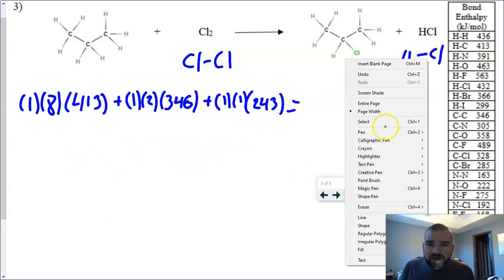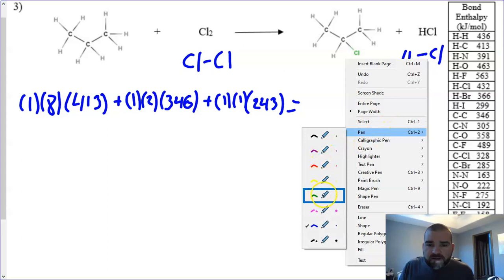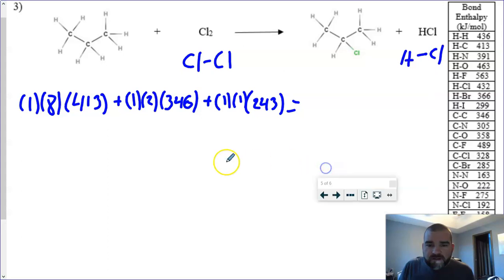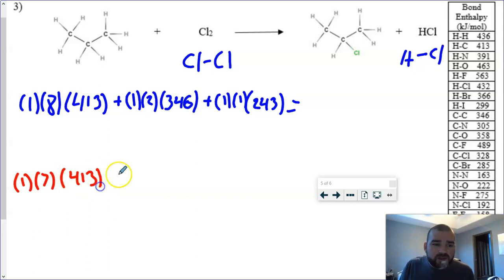Let's go to the product side. We'll use red, that's fine. On the product side, we have a similar looking molecule. We still have, it looks like 1, 2, 3, 4, 5, 6, 7 CH bonds. Coefficient is 1. 7 bonds, and these are CH, so that's still 413, just like it was from the other side.